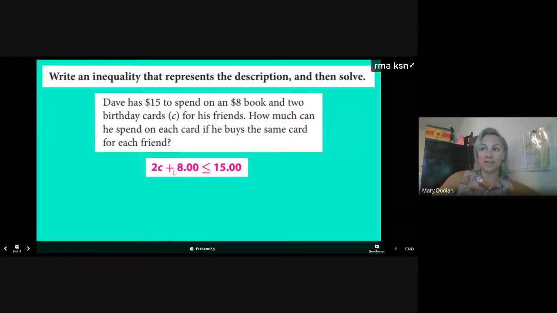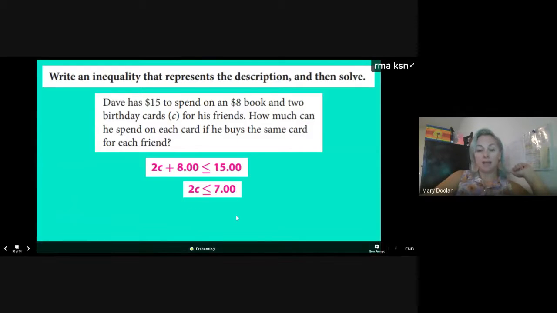So I want to get rid of this 8. I want to make it go away. Since we're adding 8, I'm going to do the opposite. I'm going to subtract 8. And just like with an equation, whatever you do to one side of an inequality, you must do to the other side. All right, so this turns into 2c is less than or equal to $7. 2 and c are being multiplied. I want to undo the multiplication. This is where we're using inverse operations. So the opposite of multiplying is dividing. Let's divide both sides by 2. 2 divided by 2 is 1, and that leaves c isolated. That's exactly what I want to happen.